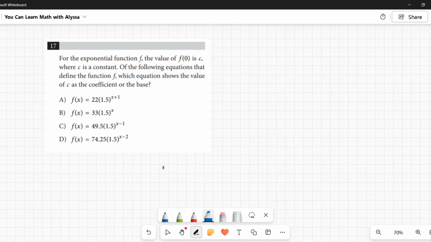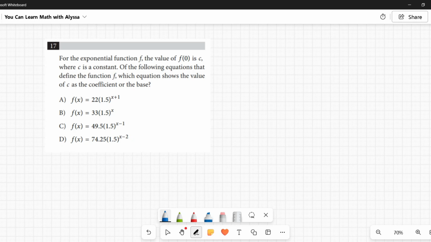17. For the exponential function f, the value of f of 0 is c, where c is a constant. Of the following equations that define the function f, which equation shows the value of c as the coefficient or the base? This type of problem has showed up before, and it usually sends people into a little bit of a whirlwind going, what is going on? Because this isn't a format that you normally see in a math class.